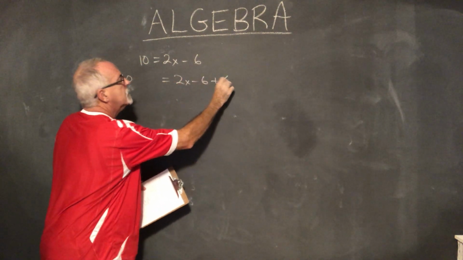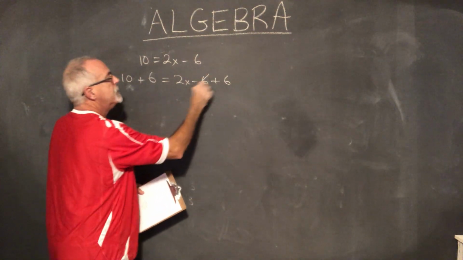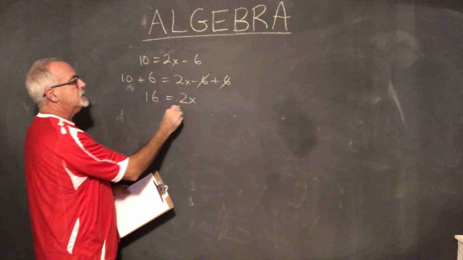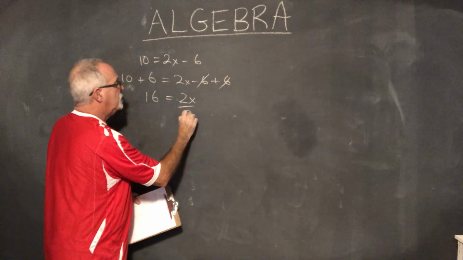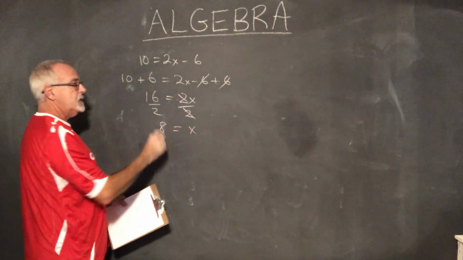So we add a 6 to both sides. I knew I was going to do that, so I left a space. These cancel. Now we have our 2x, 10 plus 6 is equal to 16. X is being multiplied by a 2, we divide both sides by a 2, these cancel, x is equal to 8. I have my answer.